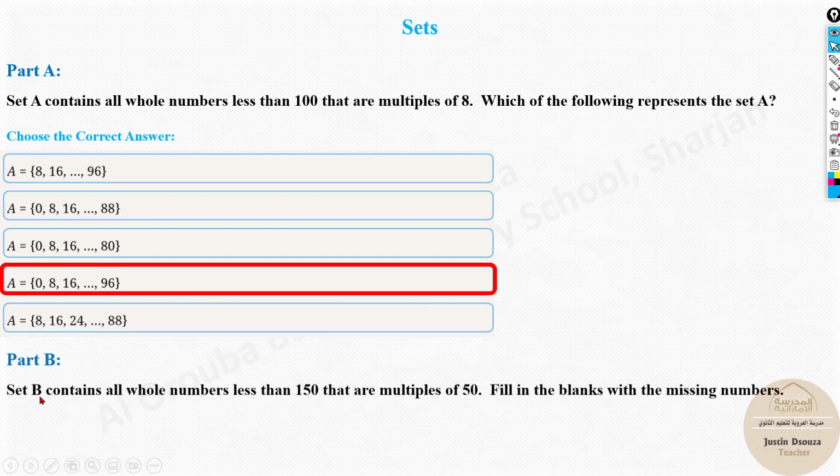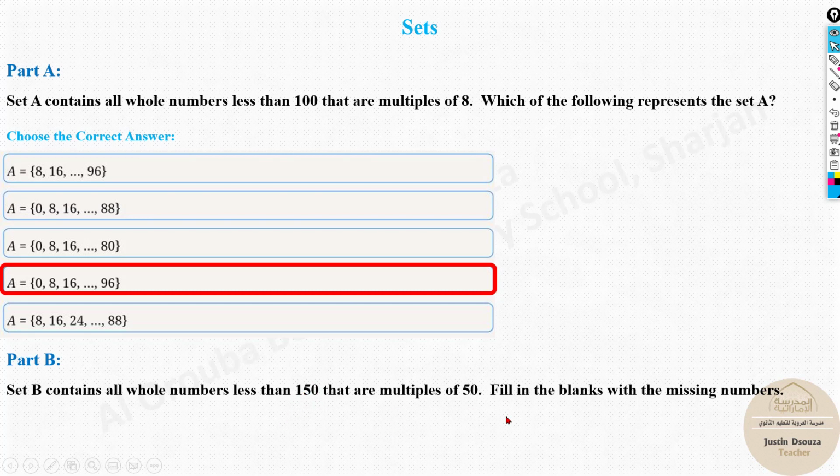Now let's see. Set B contains all whole numbers less than 150 that are multiples of 50. Look over here, they have told less than, so 150 cannot be included. In the previous case, 100 was never a multiple of 8, so this issue never arose. But here, they have just told less than. If it was less than or equal to, then it's a different case. But since it's only less than, here we are not including 150.